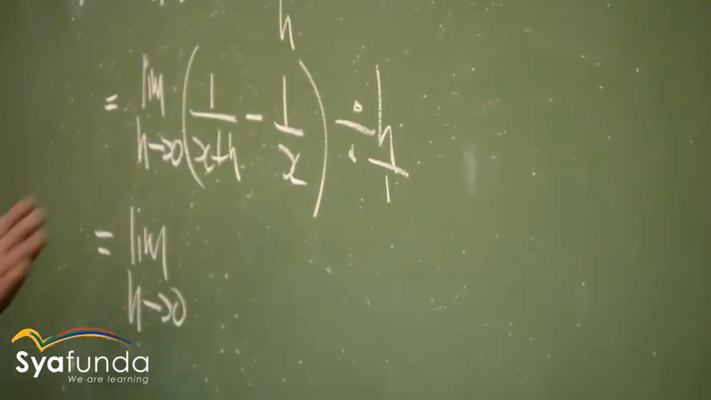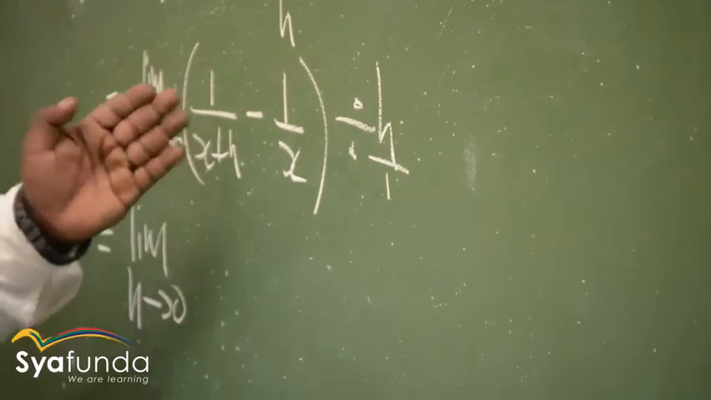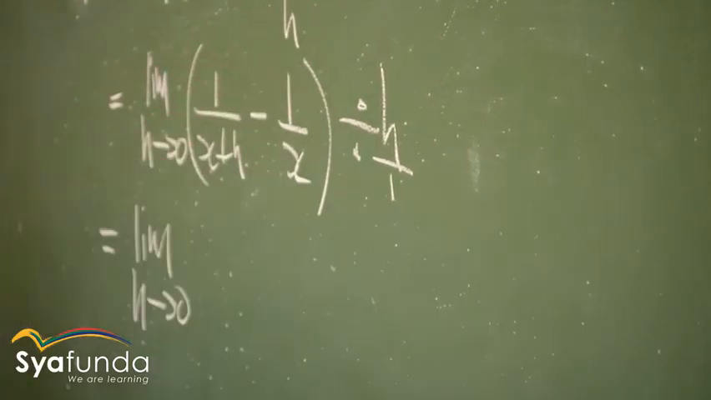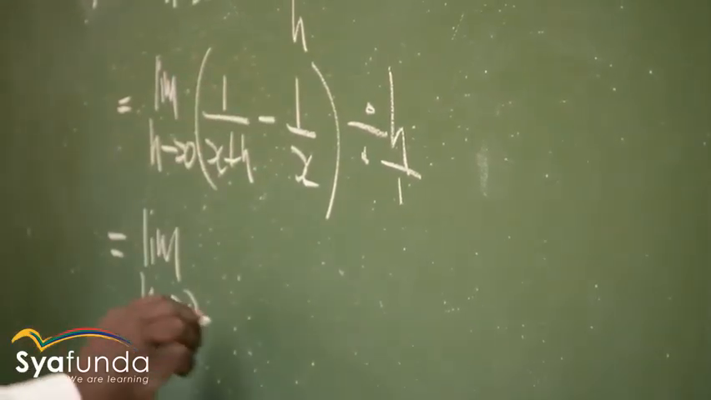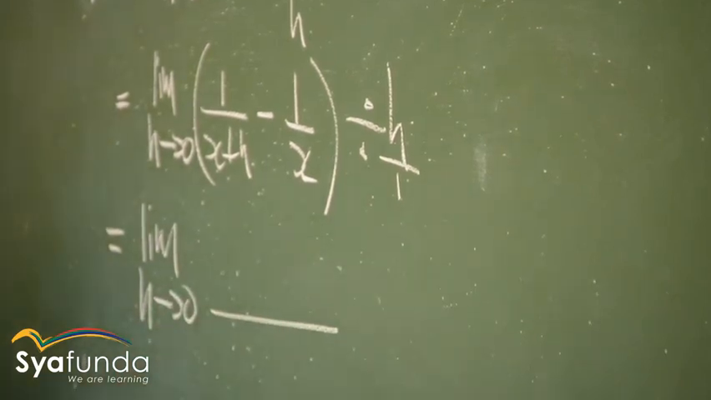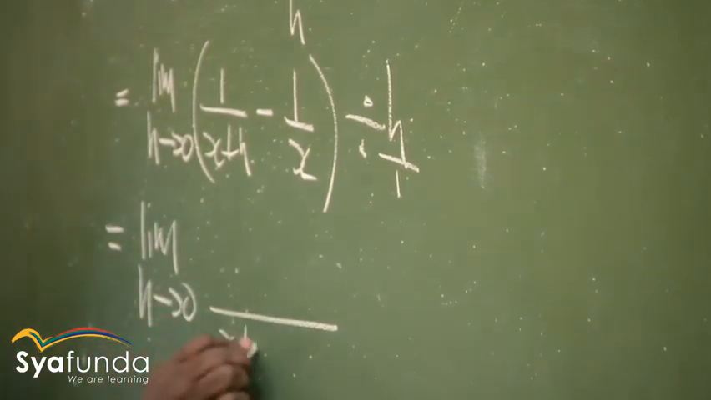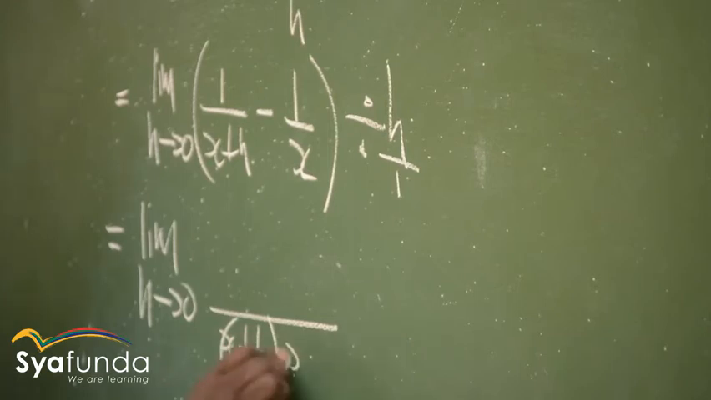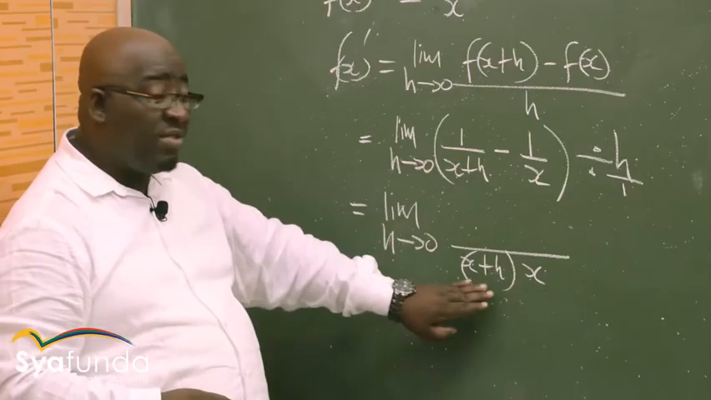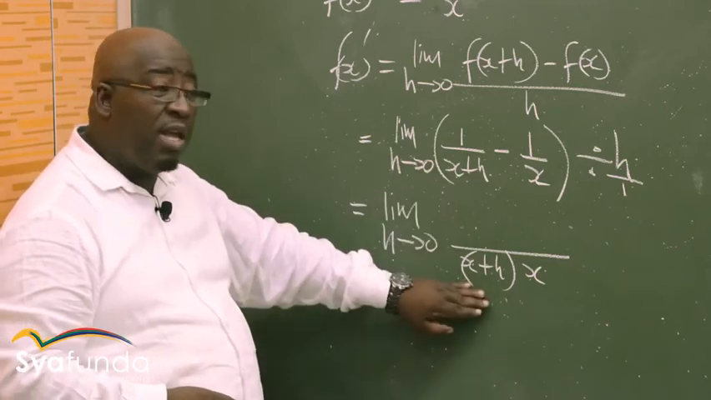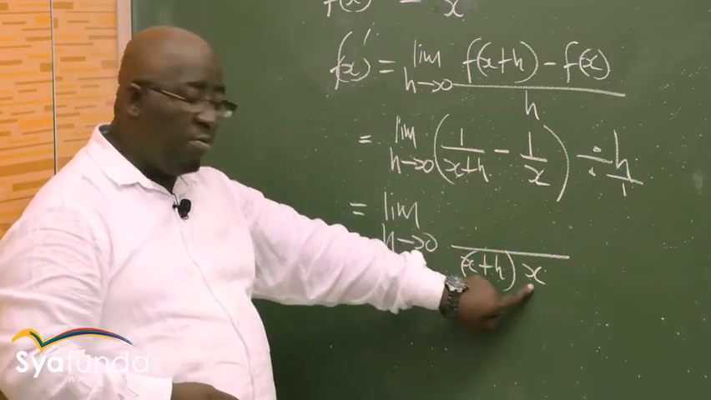I see the LCD because I've got a subtraction there. What is our LCD in this case? Let's take both of them. It is x plus h as well as x. X goes how many times here? X plus h goes how many times here? This will go. You'll be left with x.